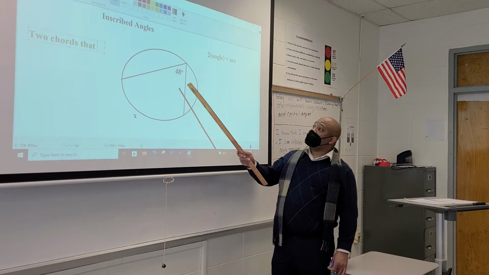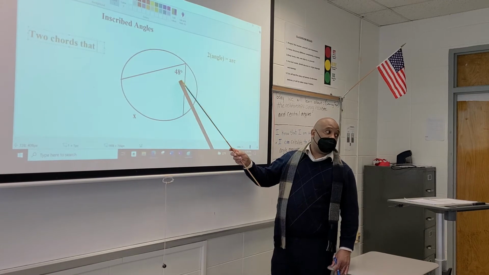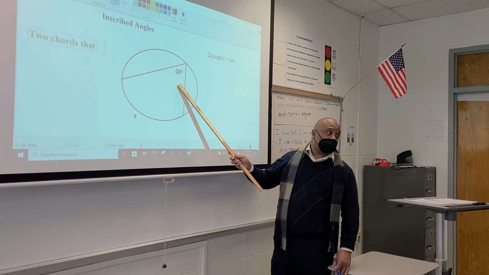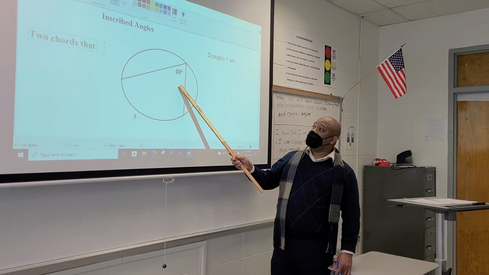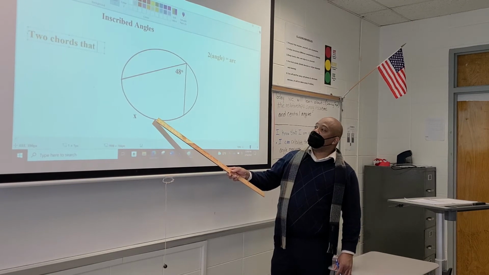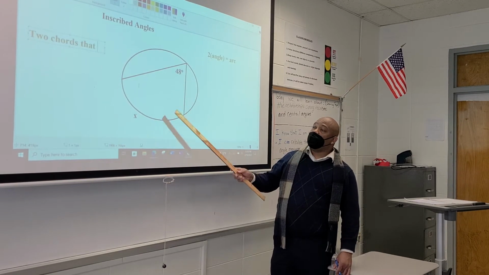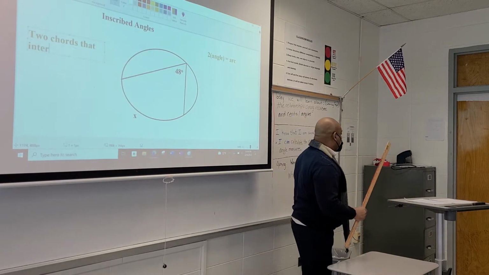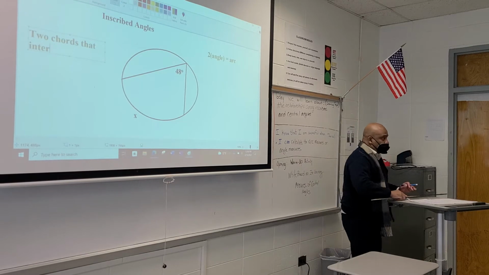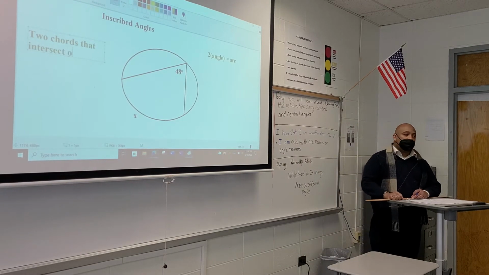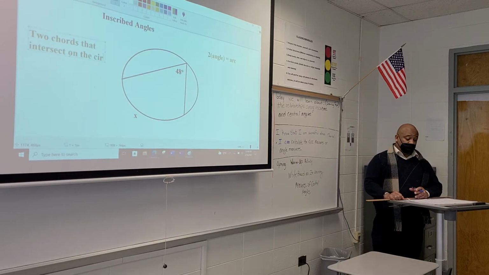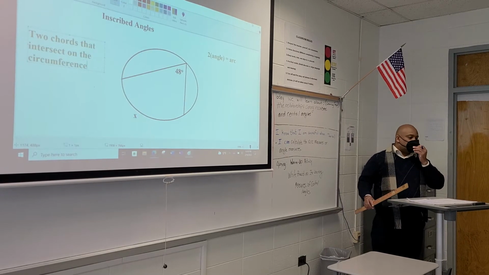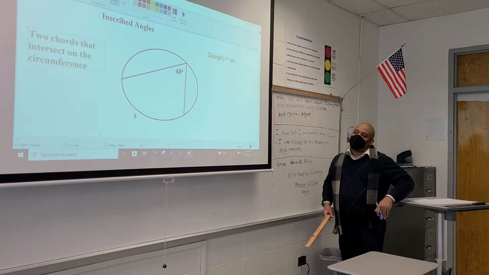So if you were looking at this angle, what type of degree does it have? 48. So in order to find the arc of this angle, now if it's 2 times, what would that measure of the arc be? Calculators are allowed. 96. So the measure of the arc would be 96.